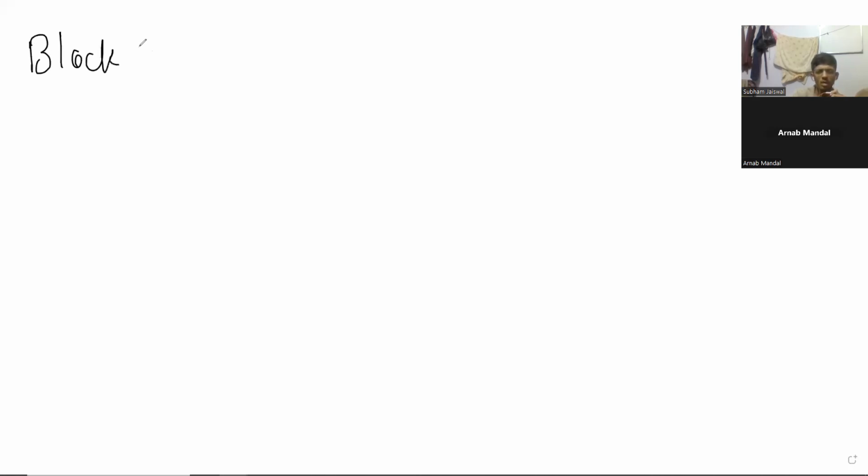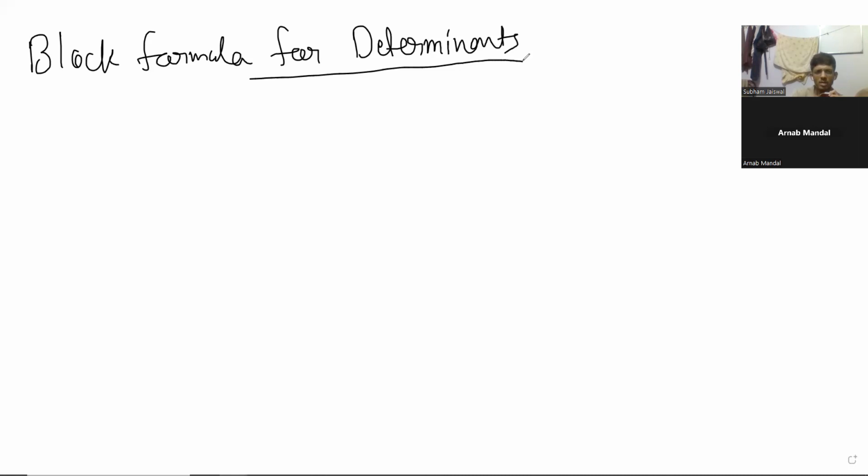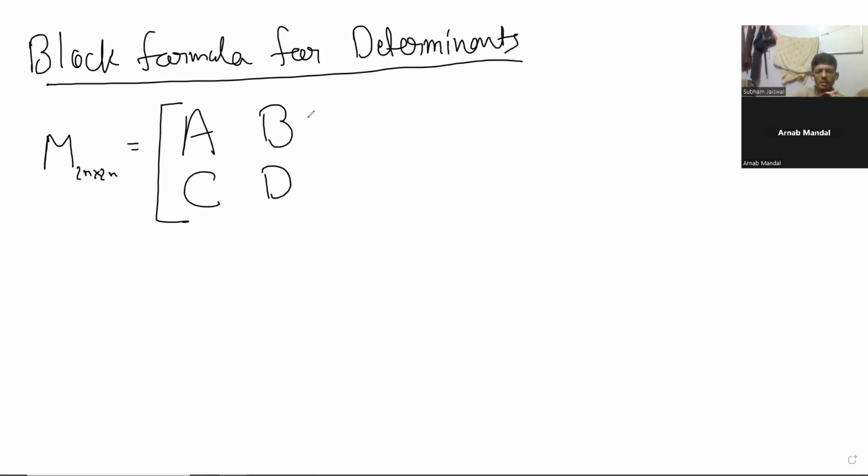Block formula for determinants. Right? So A is 2n by 2n, with blocks A, B, C, D. These are all square matrices. Okay. So it's a matrix of matrices.